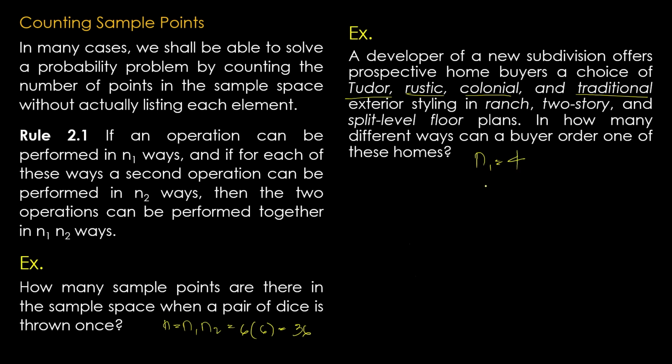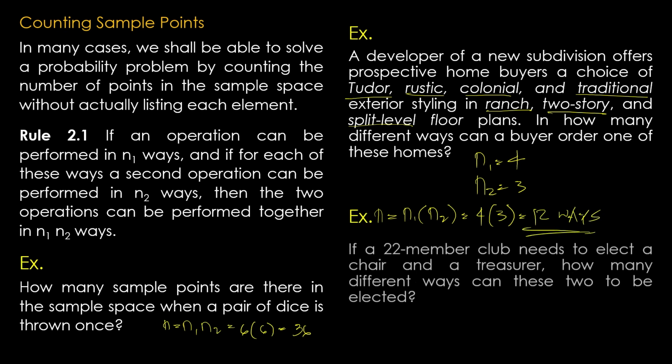That is 4. For your n2, that is the types of your floor plan. So, you have ranch, 2-story, and split-level floor plans. That is 3. So, the total number of sample points, or the total number of different ways a buyer can order one of these homes, is n equal to n1 times n2. That is 4 times 3. That is 12 ways. Another example.